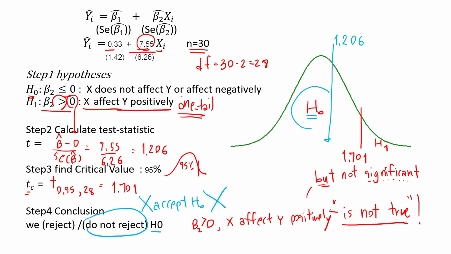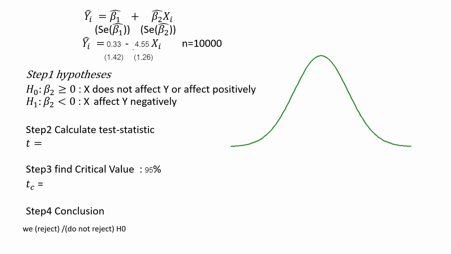Okay, so one more example. This time we have a negative value, and then n is equal to 10,000, which literally means you can use infinity. This time they would like to test whether X affects Y negatively, or whether beta 2 is less than 0 or not. So we have to pair it with greater or equal, so equal must be in H0.